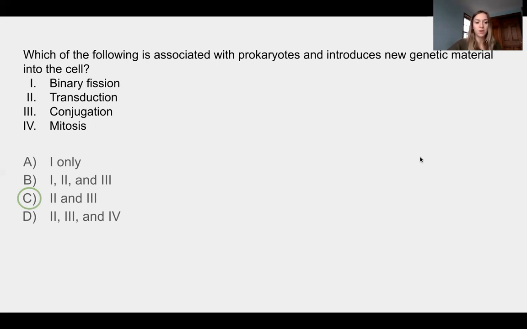So you can cross out 1 right away. So that gets rid of A and B. Now you're left with C and D. And the only difference between those is number 4, mitosis. So mitosis is not associated with prokaryotes, so we can get rid of that one pretty quickly. And then we're left with transduction and conjugation. So even if you're not sure what transduction and conjugation are, by using this method, you could still get to the right answer. So definitely would encourage you to familiarize yourself with that strategy when attacking these Roman numeral questions. And they're pretty common on the MCAT in all the sections. They love the Roman numerals for some reason.